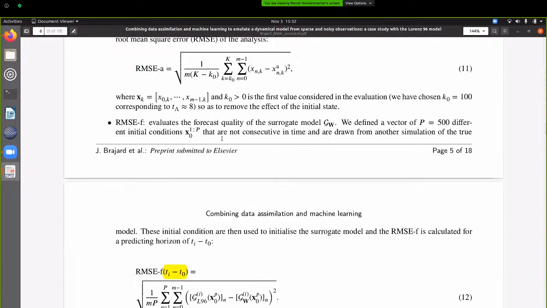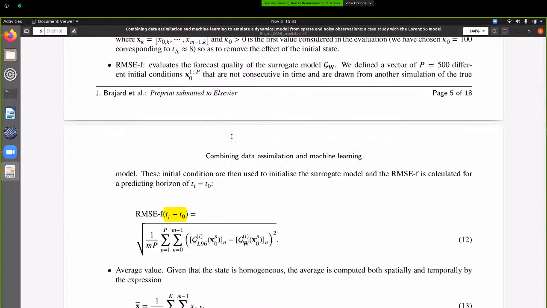And then if you have a model of the dynamics, then from an initial condition, you can go forward in time to have a forecast. And this is the other thing that they evaluate with the RMSE-F. So here you start from an initial state and you plug this both into the estimated emulator, which is the estimated simulator, and the actual Lorenz 96 dynamics model, and you do this for a bunch of different random initial states and over a certain window that you forecast into the future.